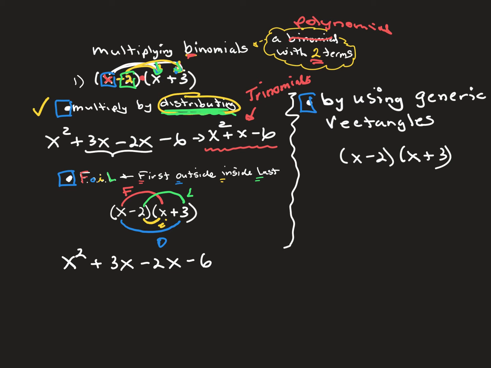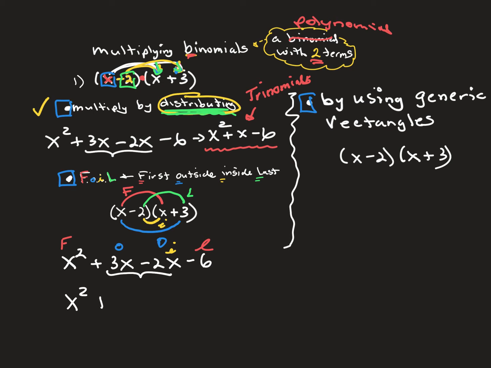And we always should combine. So this is our first one. This is our outside. This is our inside. And this is our last. And I call this our OI because it's OI in FOIL. So that's our OI. Combine like terms, we've got x squared.